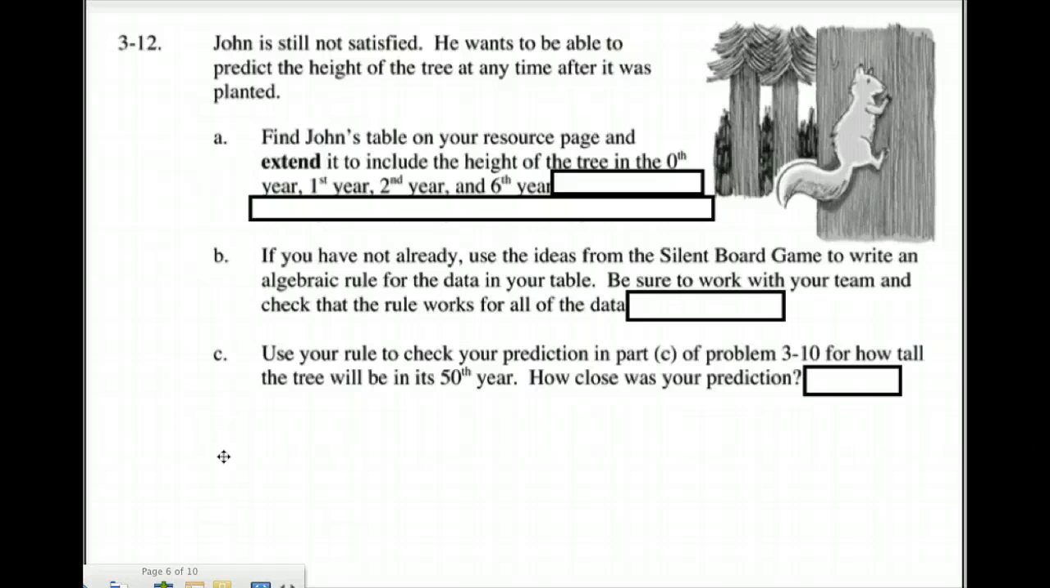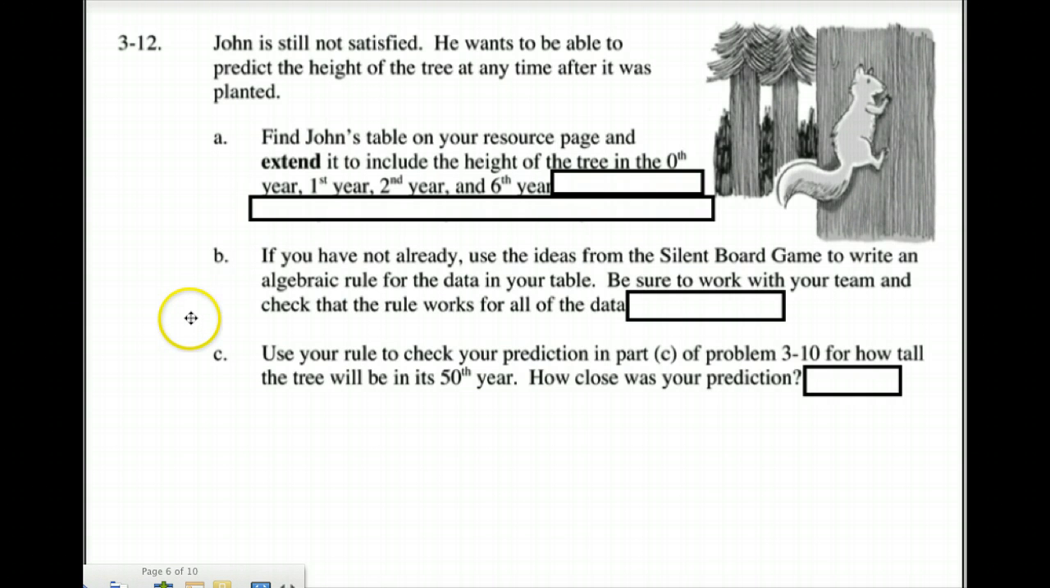John is still not satisfied. He wants to be able to predict the height of the tree at any time after it was planted. Find John's table on your resource page and extend it to the height of the tree in 0 years, 1 year, 2 years, 6 years, and 7 years. Okay? You can skip problem B from this section. You can just skip that.